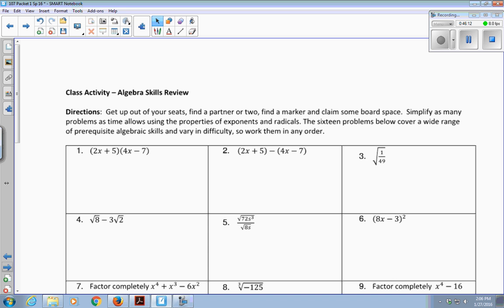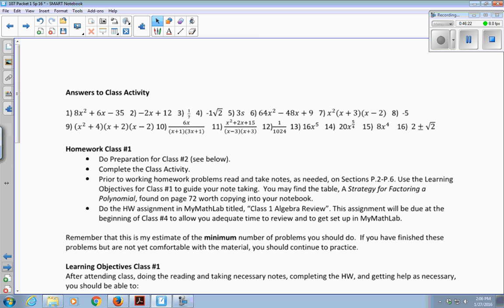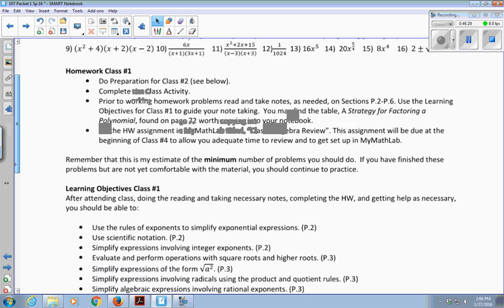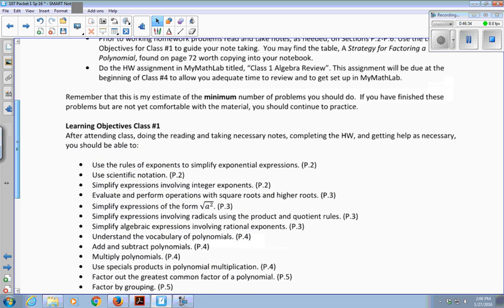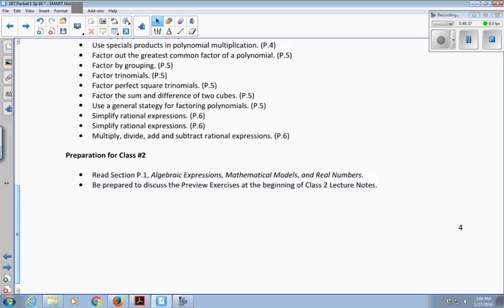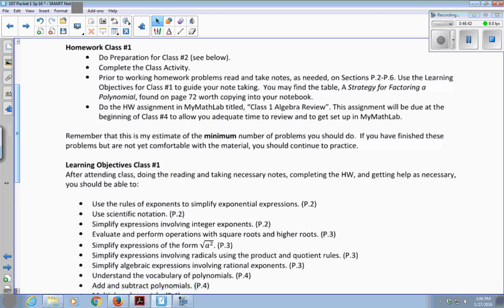All right, so we only have 5 minutes, but you can work on some of this class activity. Before I have you start that, I just want to show you, after every set of class activities, there are the answers, so you can check your work as you go. And then there are your learning objectives. So you have homework. There's always preparation for the next class, which is a reading assignment. And then you have an assignment in MyMathLab. And you need to complete the class activity.